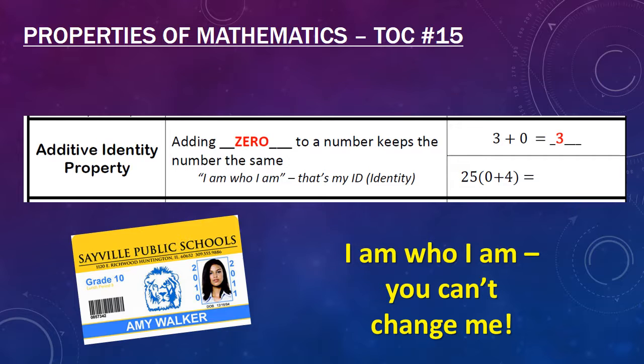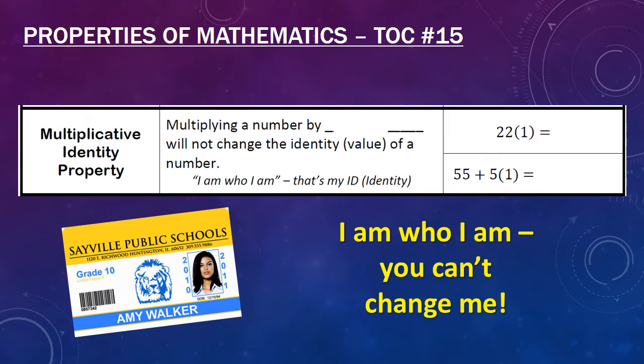And here's a more complicated one. You have 25 times 0 plus 4. Well, 0 plus 4 is still going to be 4. So then when you do that, you would get 100. So it's just a way of thinking anything plus 0 is going to stay the same. You know this. It's nothing new. We're just giving it a name. So you know that this is a rule that says anytime you add 0 to a number, the number stays the same.